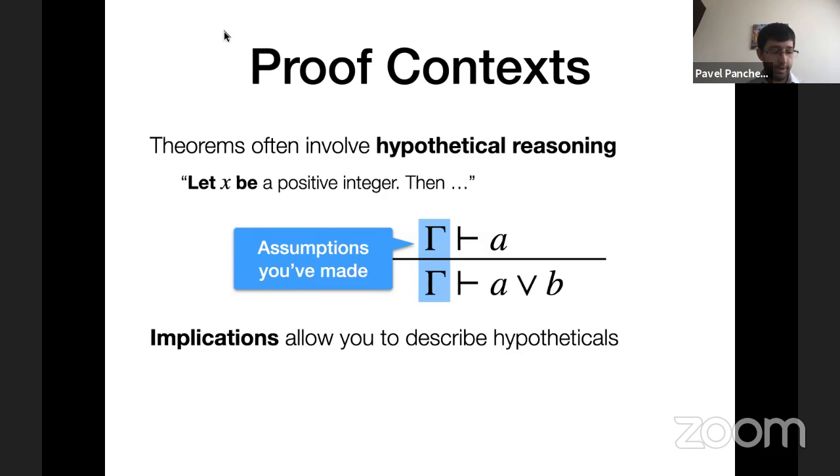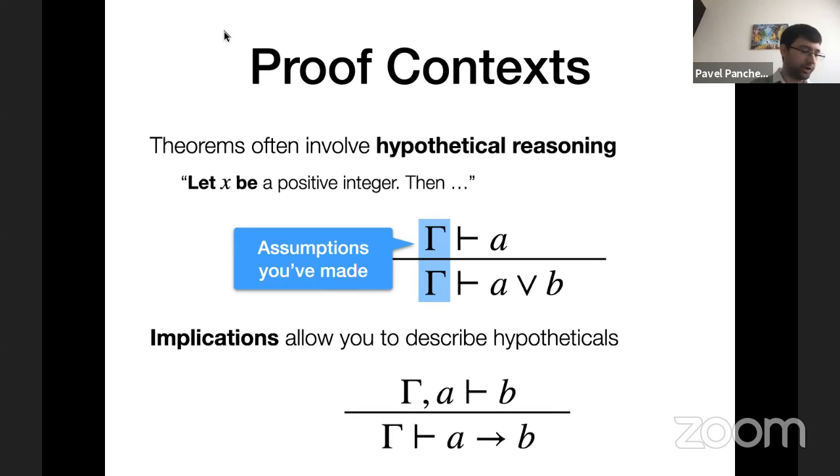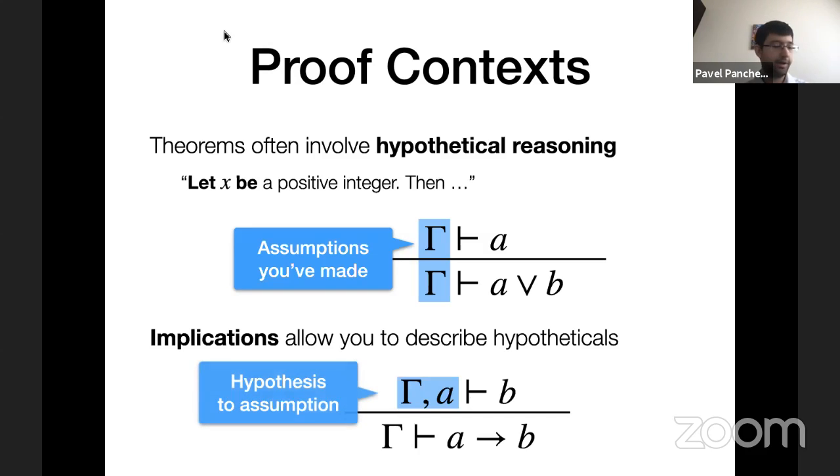Naturally, implications are related to hypothetical reasoning, because implications are all about if something were true, then something else would be true. And so the rule we have is that if you want to prove an implication, A implies B, it's enough to prove B assuming A. So you've got the assumption added into the context. The hypothesis A in A implies B turns into an assumption that you're allowed to use to prove B.